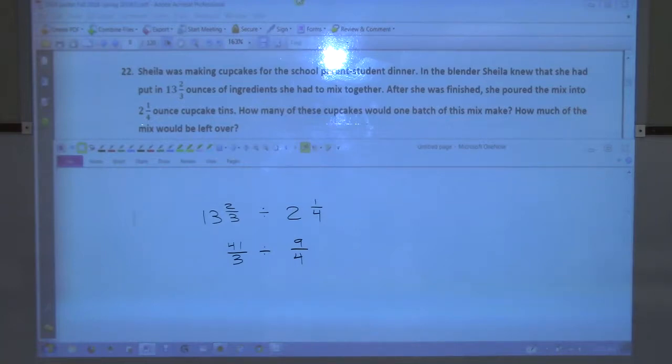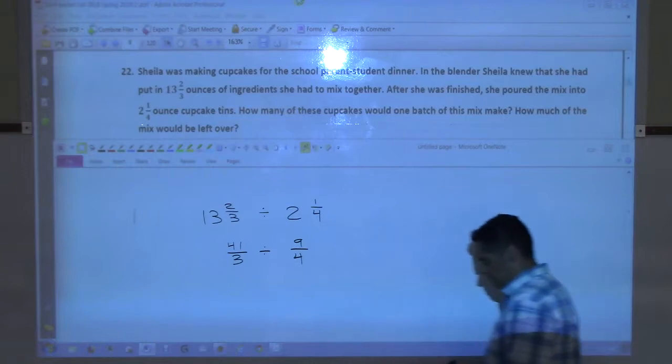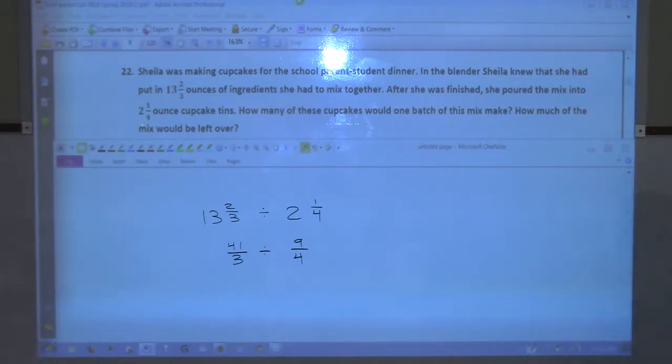Where's Jared? Okay, maybe I need to mix these up. All right, Jared, you okay with that? Up to that point, Jared? Are you all right? Okay, so what would you do at this point? Returning to multiplication. Flipping the second one, right?